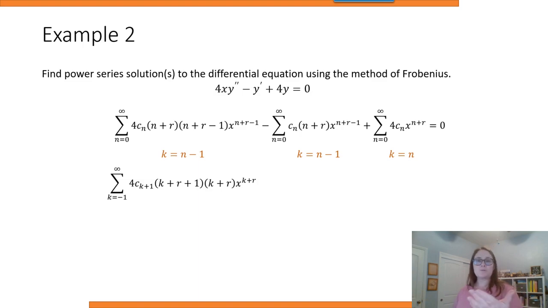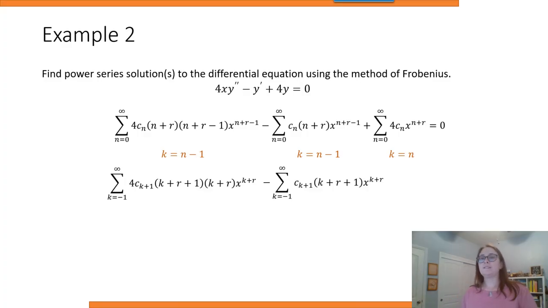Okay, so going to the next one, same thing. This one's also going to start at negative 1 now. And my kth term is going to be c_(k+1) times k plus r plus 1 times x to the k plus r. And the last one, I'm just swapping out n's for k's, so that one doesn't really change. It still starts at 0, and I have 4c_k times x to the k plus r. And all of this adds up to 0. Okay, so things are looking good.